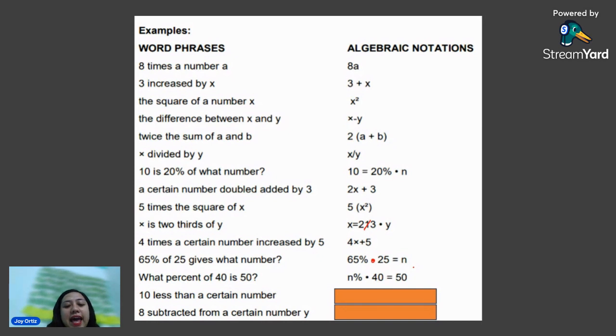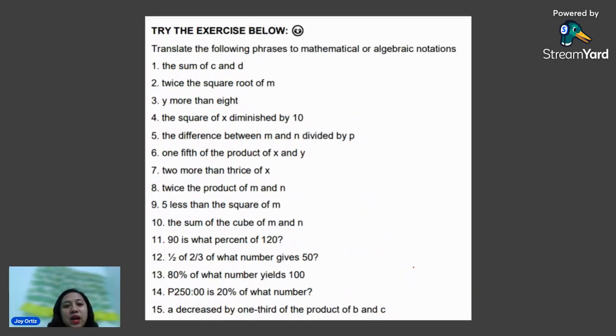How about 10 less than a certain number? That is x minus 10. How about 8 subtracted from a certain number y? What would be the algebraic notation? Okay, that is y minus 8. So, that's how we do the algebraic notations.